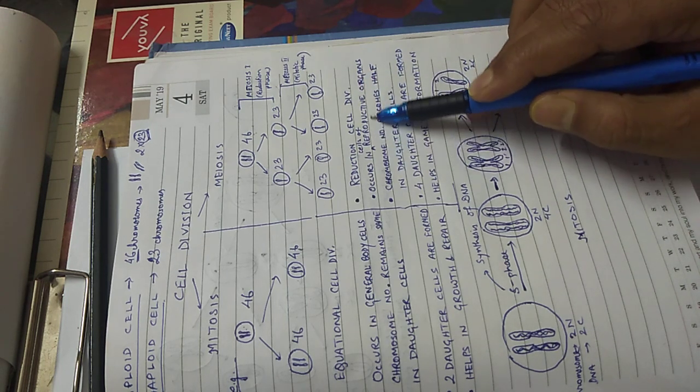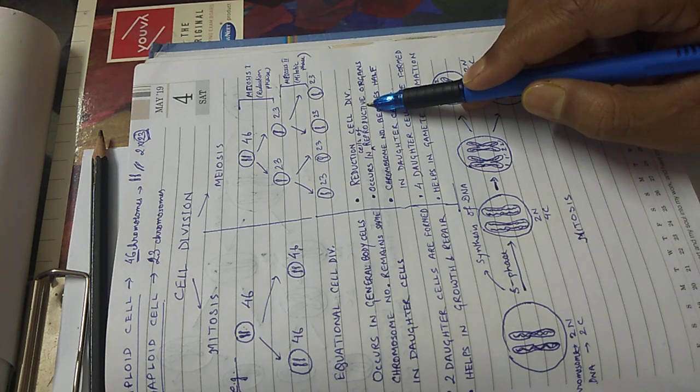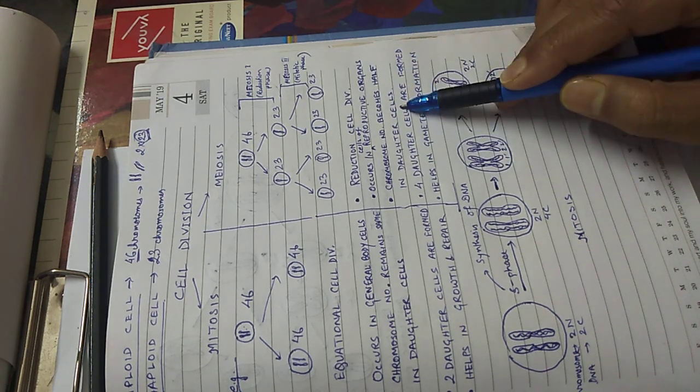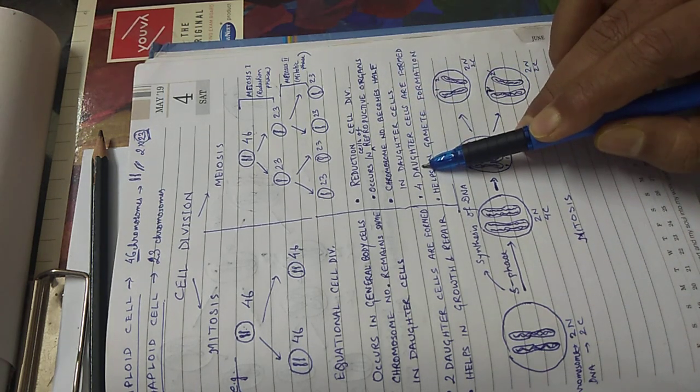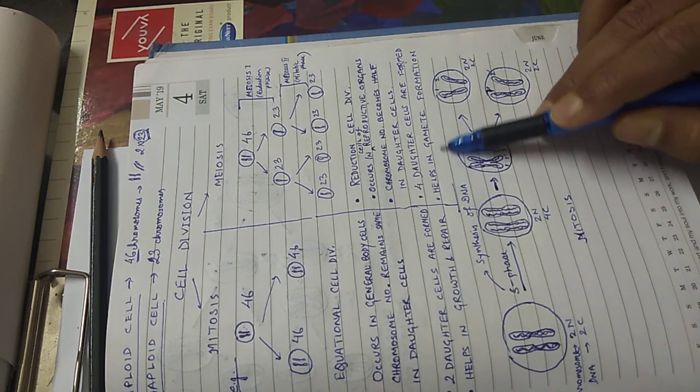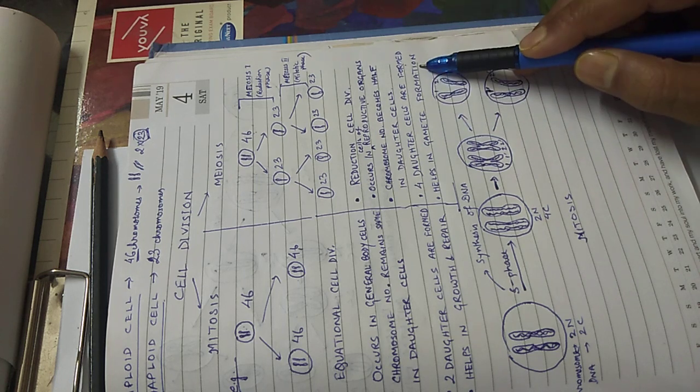It occurs in the cells of reproductive organs like testes and ovaries, which will give rise to the reproductive cells. In those cases, the process of meiosis takes place. Chromosome number becomes half in daughter cells, and how many daughter cells are formed? Four daughter cells are formed from one mother cell, and it helps in gamete formation.